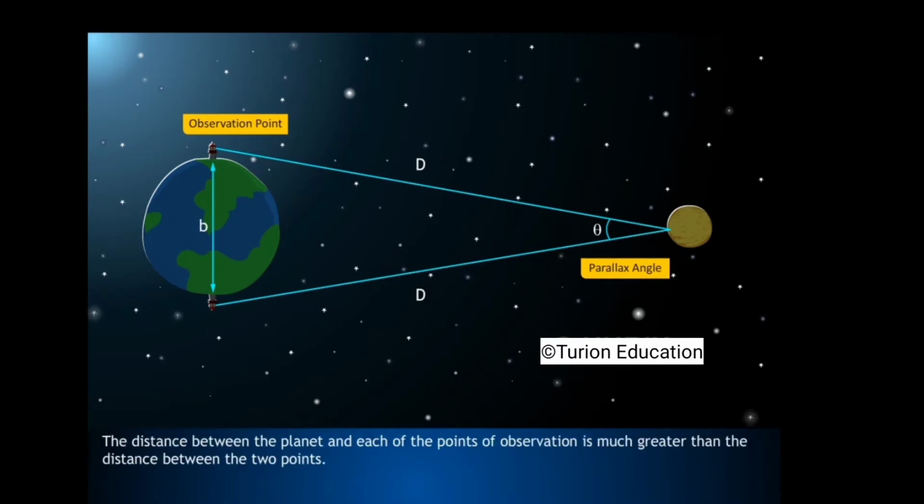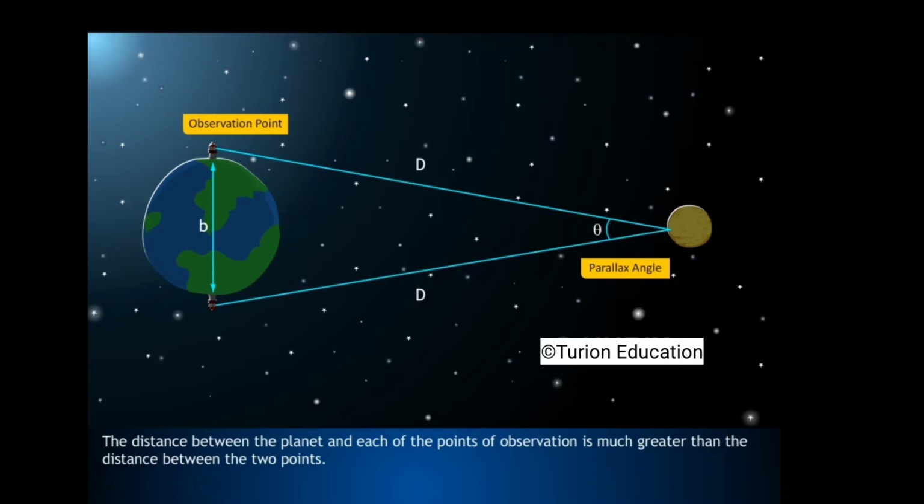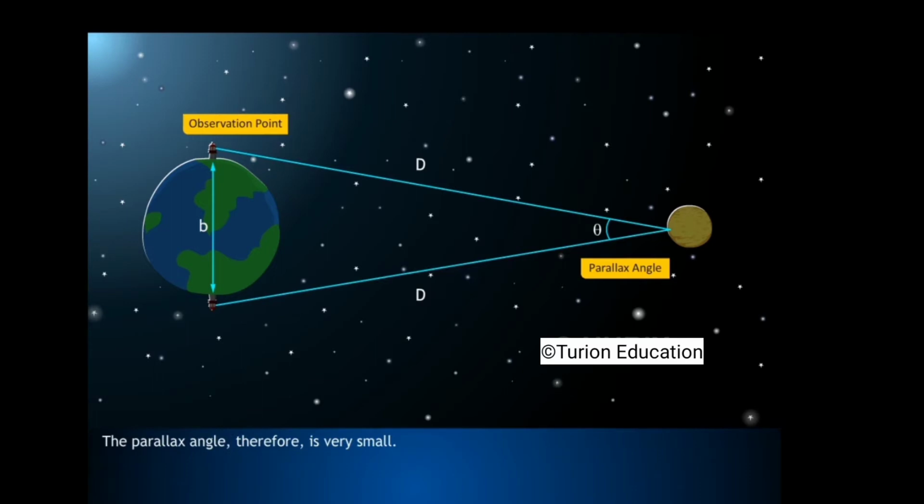The distance between the planet and each of the points of observation is much greater than the distance between the 2 points. Therefore, the ratio of the distance between the 2 points of observation and the distance between the point and the planet is much less than 1. The parallax angle, therefore, is very small.